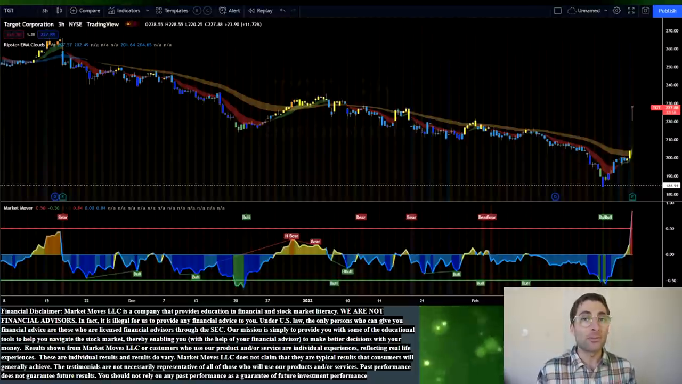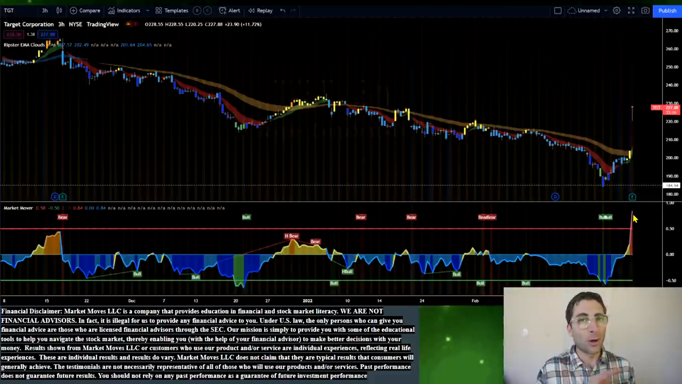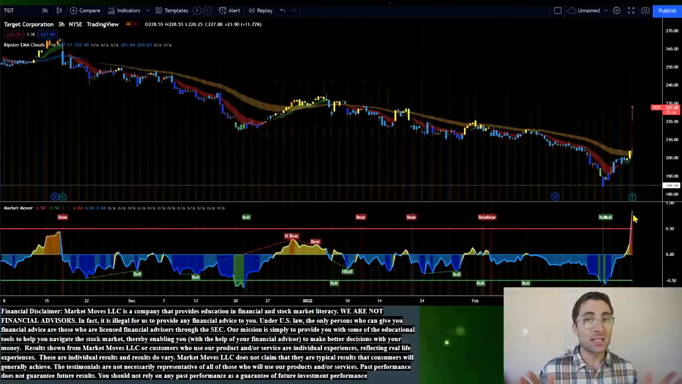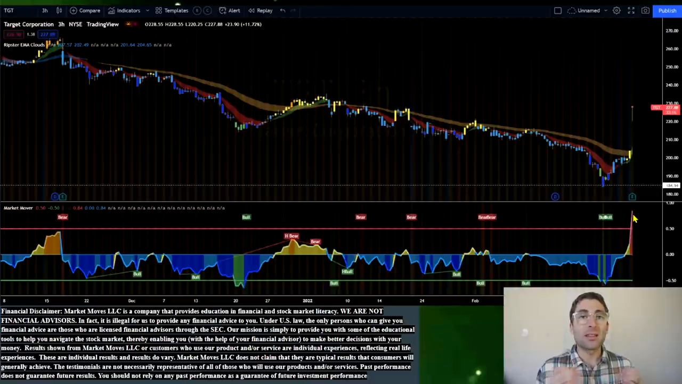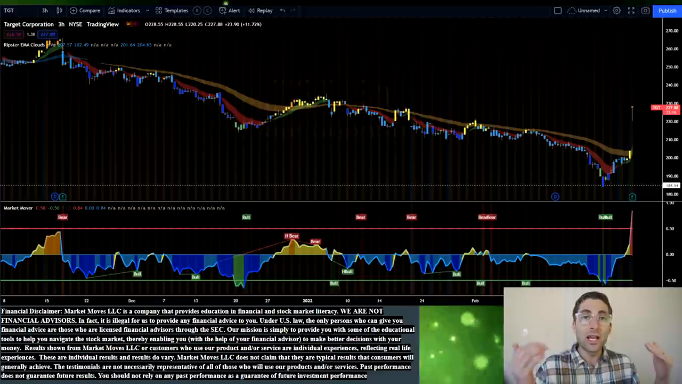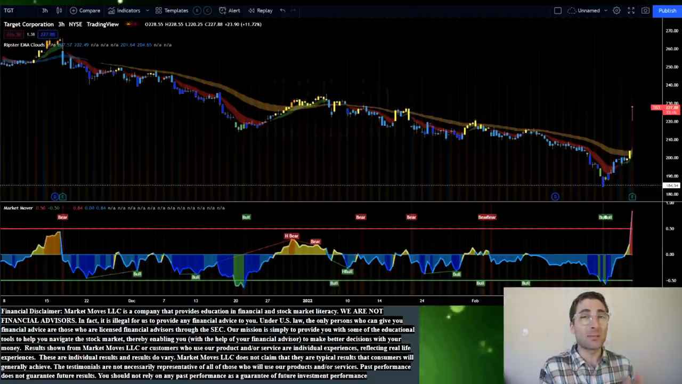So here's Target post earnings. As you can see on the market mover indicator, we have a red candle. We have a red signal. Market's not open. So what I would do in this scenario is plot the levels of support and resistance, because this gives me levels to play off of. If we ever hit a key level, I know to play calls or play puts or take profit or take a loss probably.